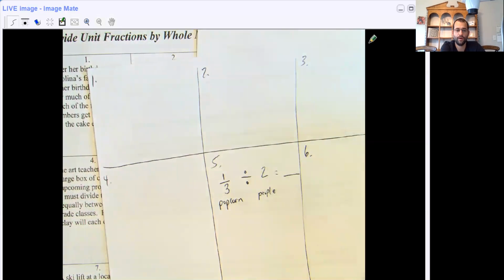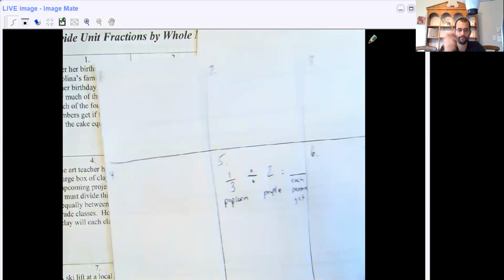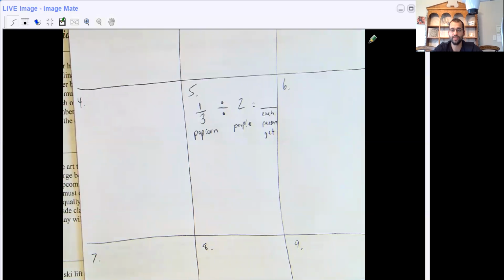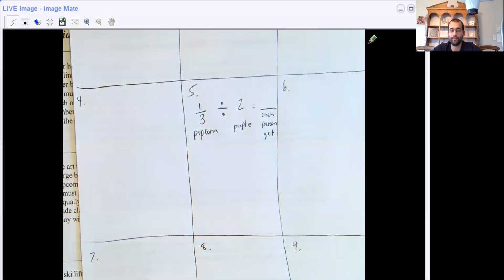So we're trying to figure out how much does each person get. Right? So there's the setup of my problem. Remember, once again, my standard I'm looking at is I'm taking a unit fraction, splitting it with a whole number.